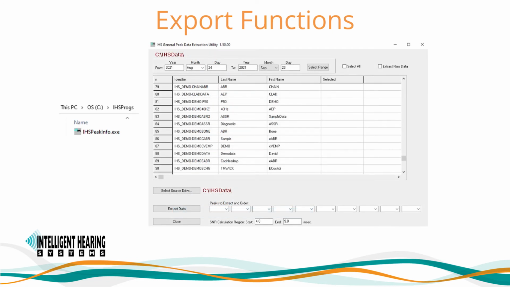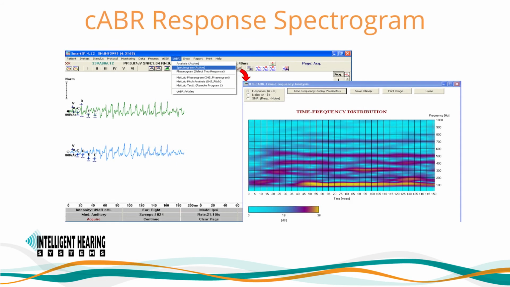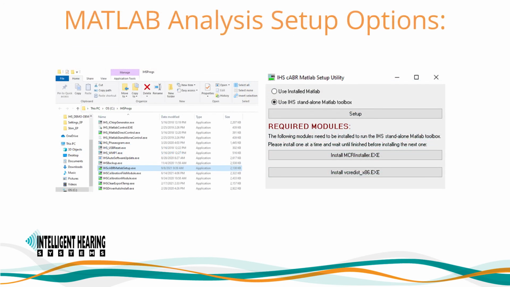If you are looking to export peak and amplitude information and raw data, then you can access the IHS Peak Info utility found in the IHS Progs directory. Now, returning to the cABR FFR menu, the second option in the cABR FFR menu is the spectrogram of the response. Here, you can select to view the time-frequency distribution of the response, as well as the noise and signal-to-noise ratio. Now let's move on to the MATLAB analysis setup options.